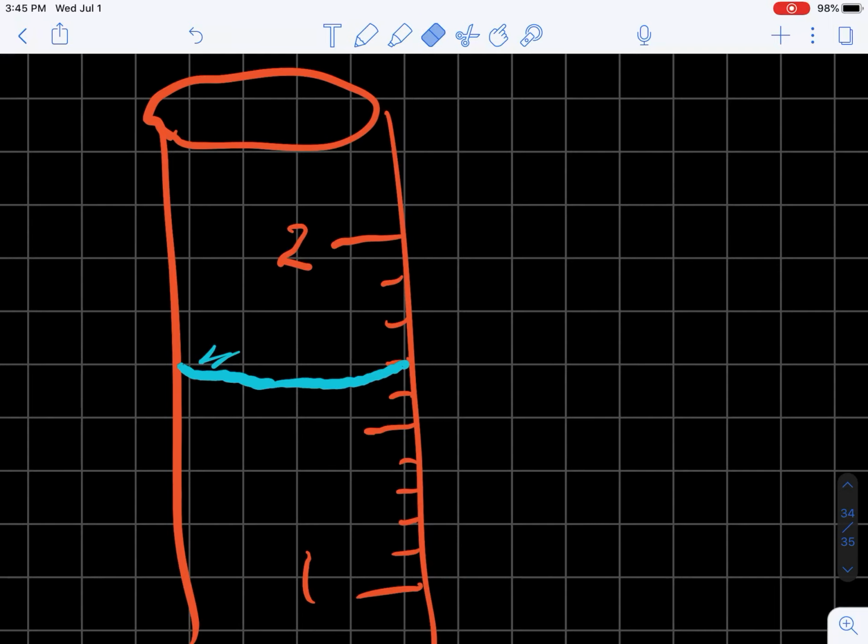You know what? I'm not going to draw it that way because I think that's going to be confusing. Let's get rid of it. Let's just draw the meniscus line. My three-dimensional drawing isn't particularly good.